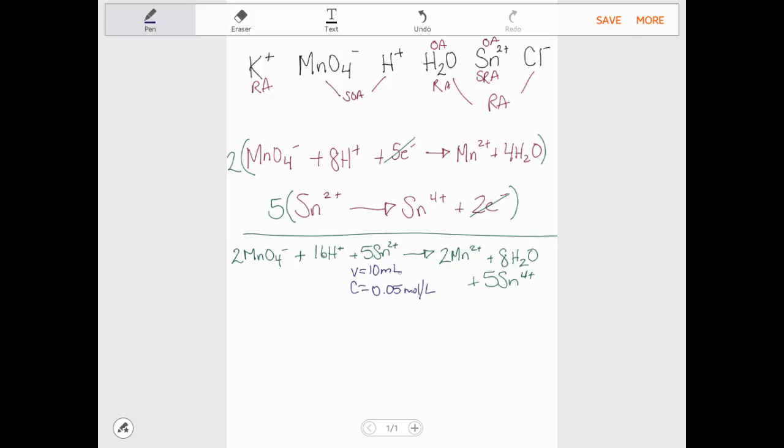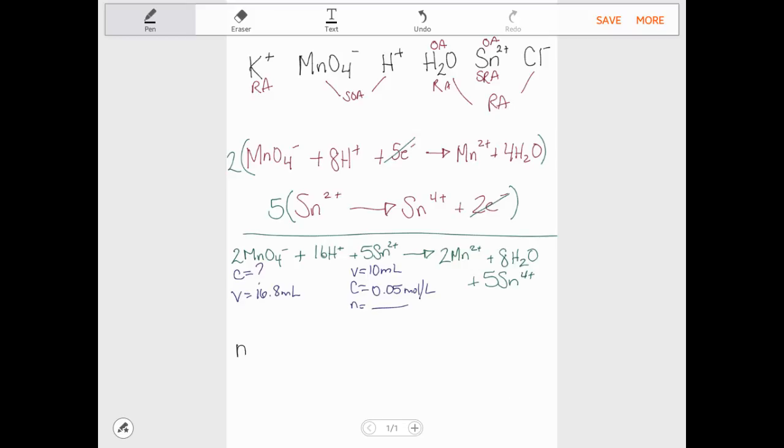Again, 10 milliliters and 0.05 mole per liter concentration. And my concentration of my permanganate is what I am looking for. And my volume of my permanganate, my average volume for my experiment, was 16.8 milliliters. Okay, so my first calculation that I need to do is to calculate the number of moles of my tin, in which I use a mole ratio to then calculate the concentration of my permanganate. So let's go through that first calculation.